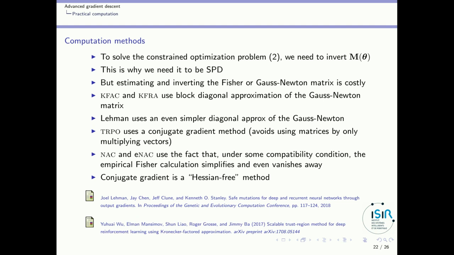And finally, this conjugate gradient technique that is used by TRPO is also called a Hessian-free method. So very often in papers you will find the title Hessian-free technique, which corresponds to using a second order method without computing the Hessian matrix, but in general using the conjugate gradient technique.